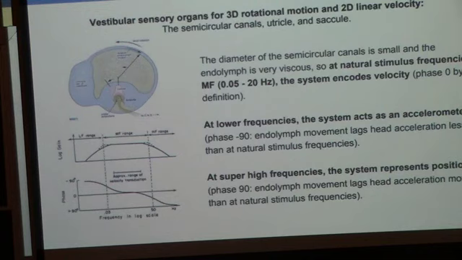And so you assume that the endolymph is able to catch up with the movement of the semicircular canal, then it's acting as an accelerometer. That's basically what this slide is showing: the frequency at which you're moving determines the kind of signal the vestibular system is going to be able to encode.